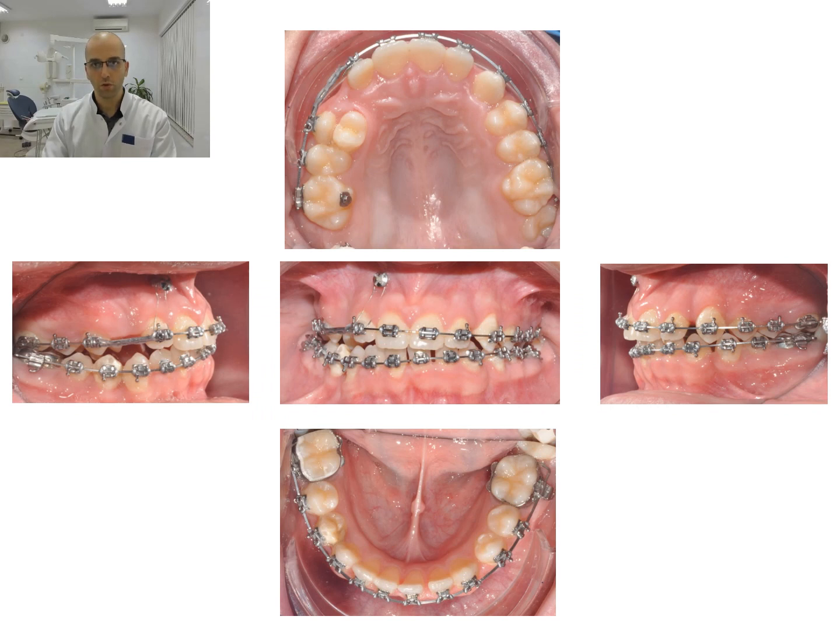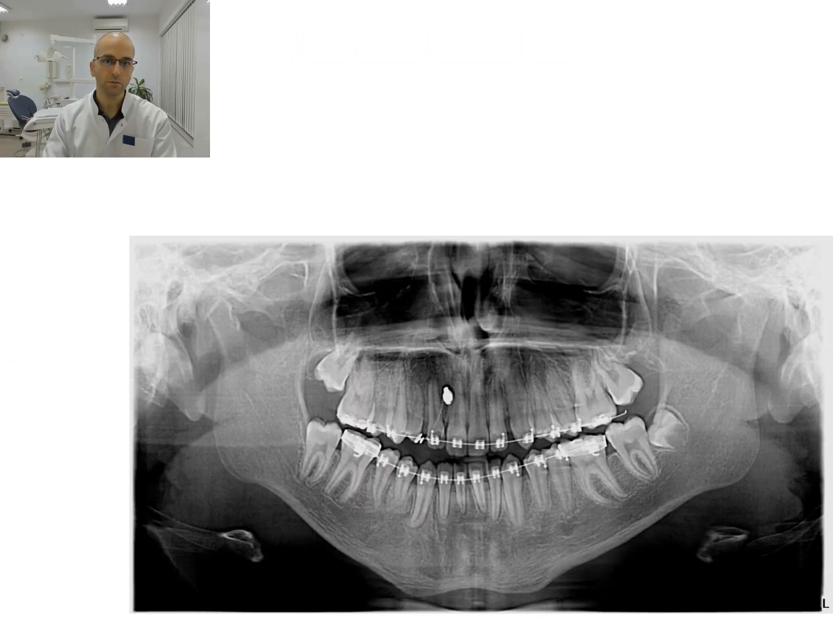We can see the improvement in the lower arch, and here I started dealing with the transposition. Very soon afterwards I realized that the TAD has to be moved to another position. The next OPG shows us the cystic cavity in the upper jaw, and basically it was completely healed.